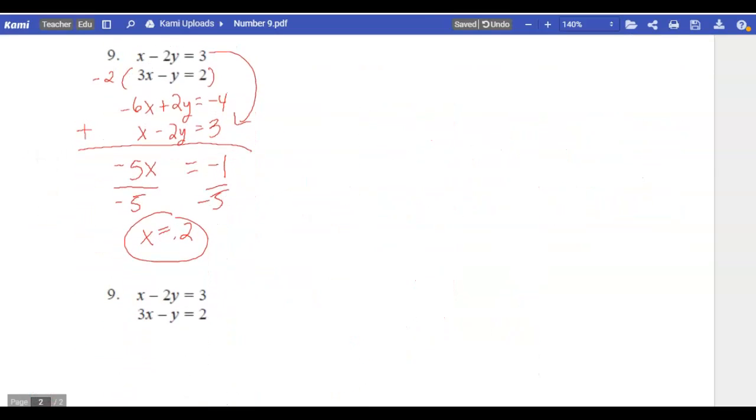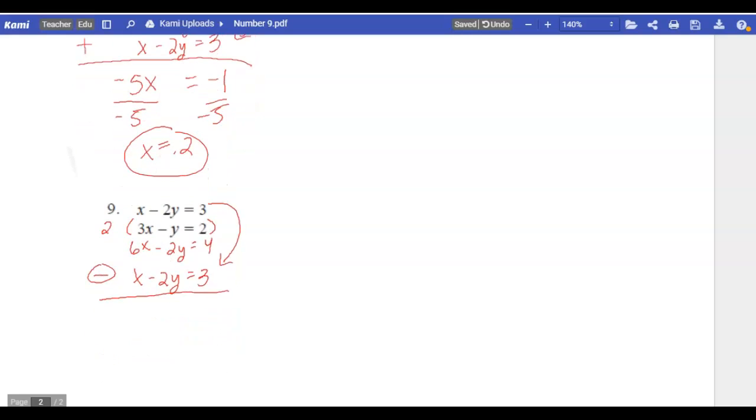And then, of course, the last way to do it, I could multiply this side just by 2. Now if I multiply this by 2, now I have 6x minus 2y equals 4. So now I'll rewrite this problem here just like I did above. X minus 2y equals 3. So now since these are the same, I would have to subtract them, not add them.